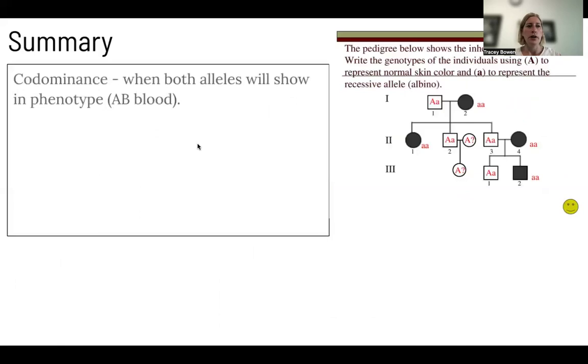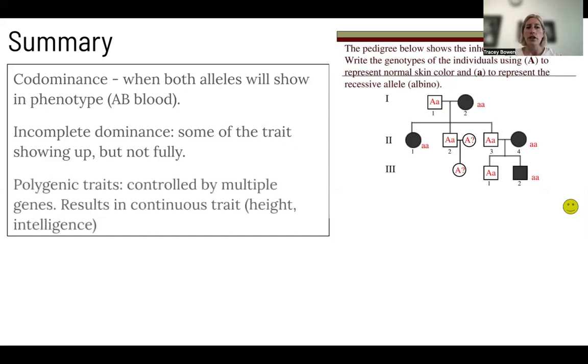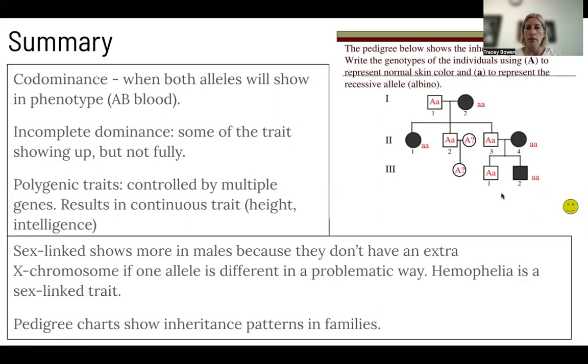So to summarize, codominance is when both alleles will show up in the phenotype. So for example, AB blood. Incomplete dominance is when some of the trait is showing up, but not fully. And then polygenic traits are controlled by multiple genes, and this results in a continuous trait. So this would be something like height or skin color or potentially intelligence. And so sex-linked shows more in males because they don't have an extra X chromosome if one allele is different in a problematic way. And hemophilia as well as red-green colorblindness are sex-linked traits.